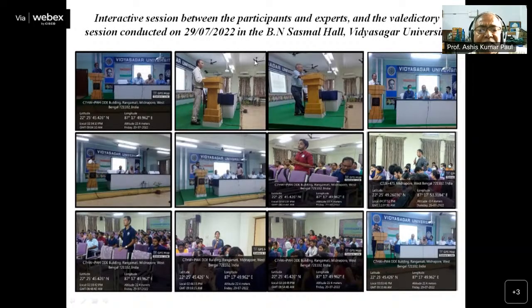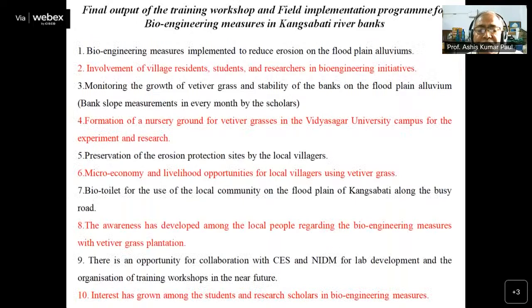So this is the interactive session conducted on the 29th, the last day of our field implementation and workshop program, where Professor Chandan Ghosh, myself, Professor Ashish Kumar Pal, Dr. Jyoti Shankar Bandyopadhyay, and many other persons from different NGOs were involved in the interactions. The students and research scholars interacted with us regarding the impact of the vetiver grasses in reducing erosion on the Kangsabati river bank. So this is the final outcome.